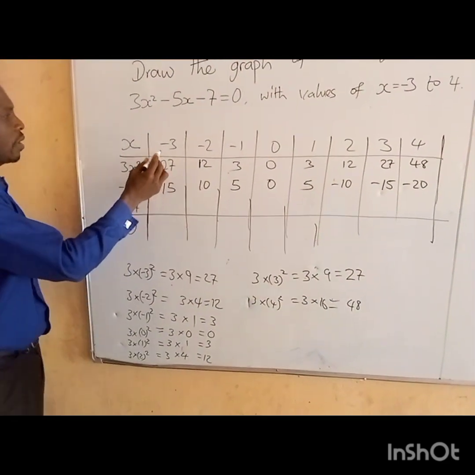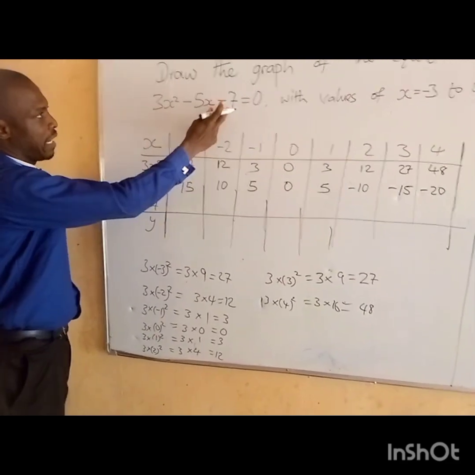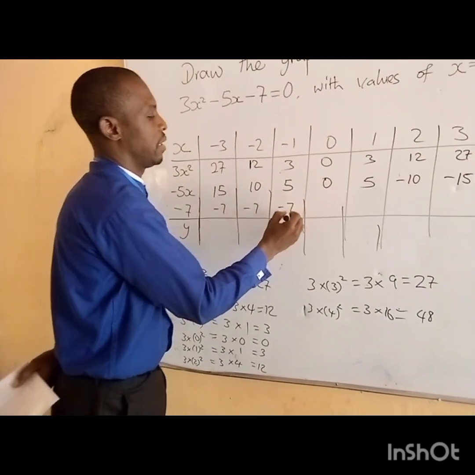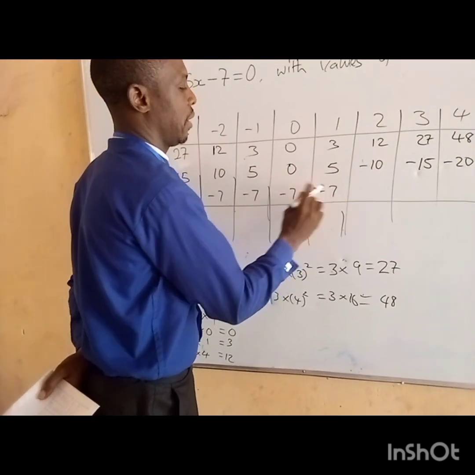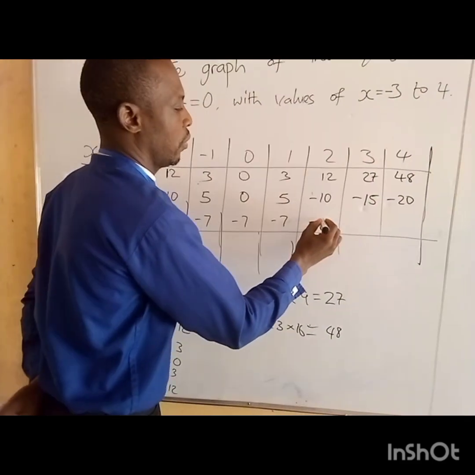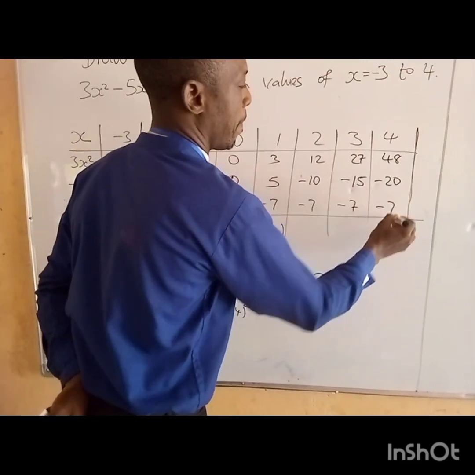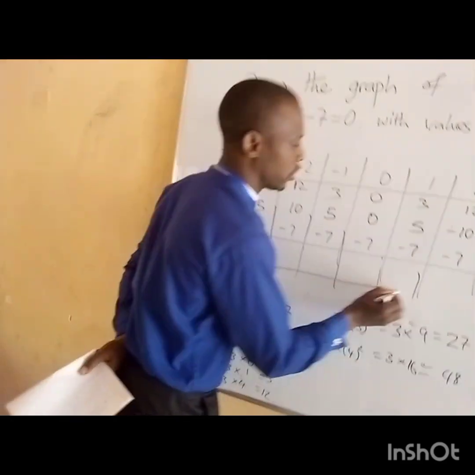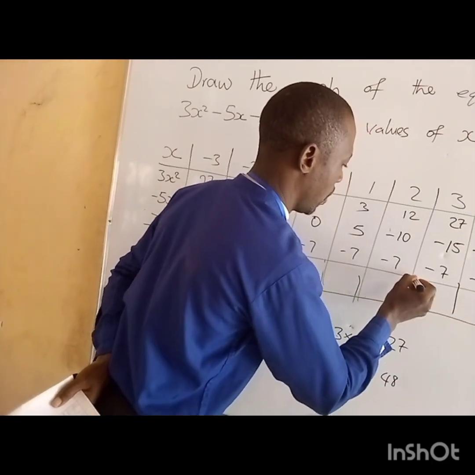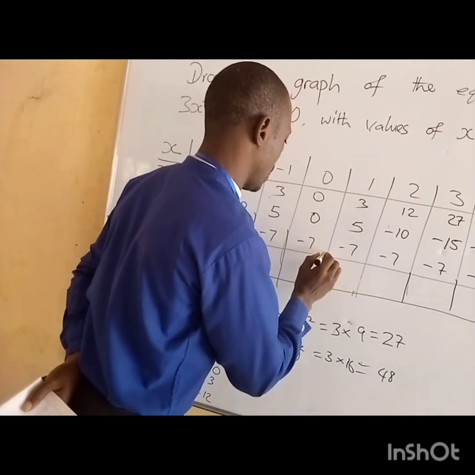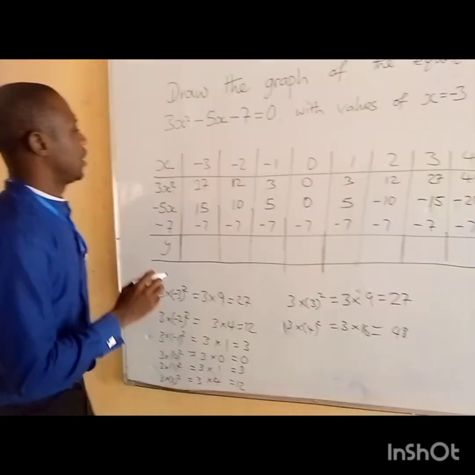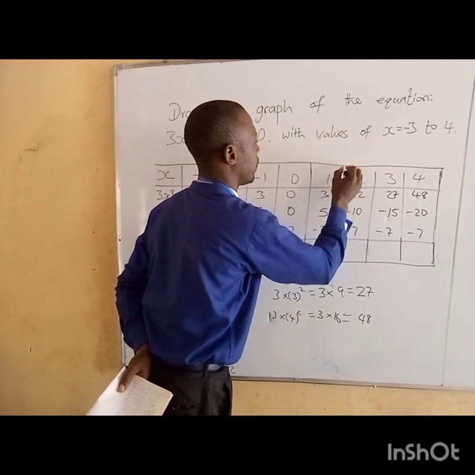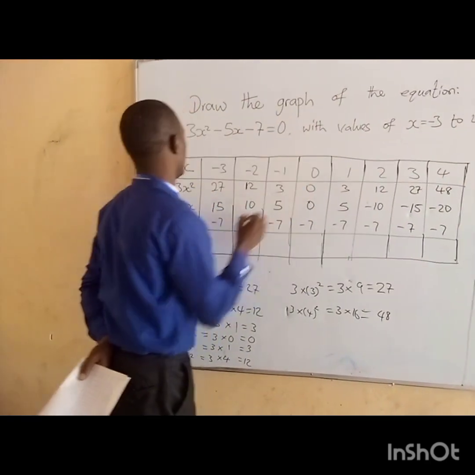And then the last part of the equation, minus 7, is a constant. So you fill the whole place with minus 7. Now, having gotten all these results, you add them together. You add them together as you're adding the values.